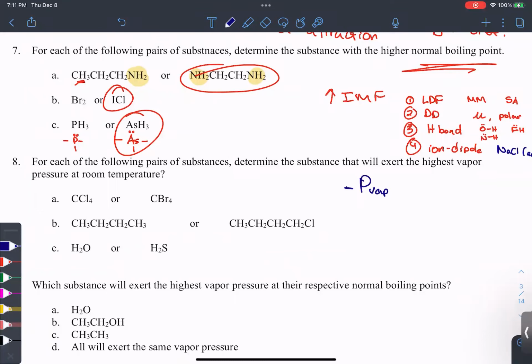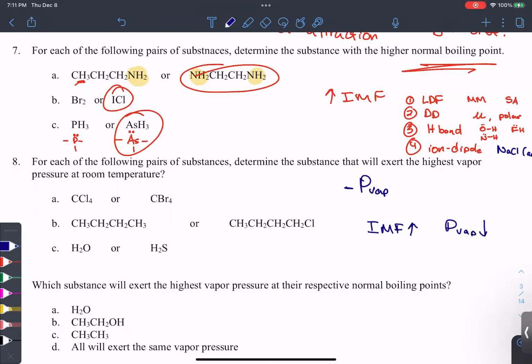Some of them more than others. So I'm going to tell you the trend first. As IMFs increase, vapor pressure actually decreases. And let me explain why. Okay, well, let me explain vapor pressure, because again, a lot of people can't wrap their heads around it.